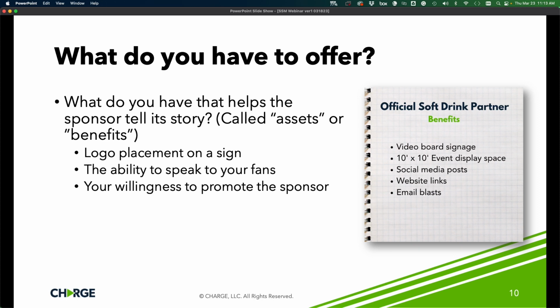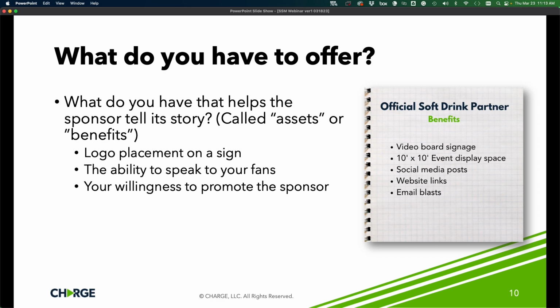Now, you have something to offer in a sponsorship. And often I see people just put things on paper. These things are called assets or benefits, but I often see people throwing the kitchen sink into their offerings in exchange for a fee. But really, what you want to think about is what do you have that helps the sponsor tell its story?